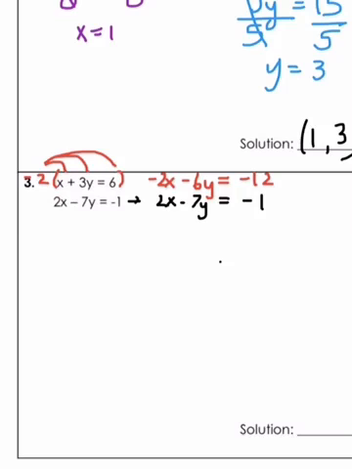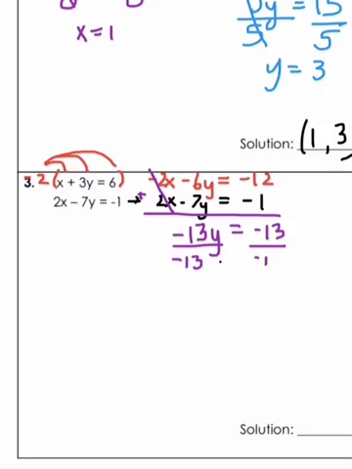Now, we're going to add those two together to eliminate one of them. The positive 2x and the negative 2x are going to cancel. Negative 6y and negative 7y is negative 13y. Negative 12 plus negative 1 is negative 13. Divide both sides by negative 13. The y value is positive 1.